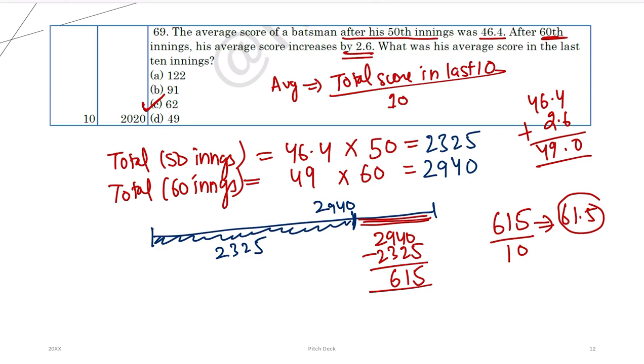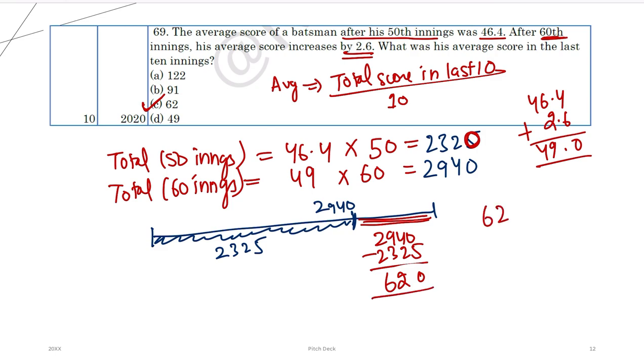We got 2320. I made a mistake here. This should be 2320. Let me check again. 46.4 multiplied by 50, you get 2320. So 2940 subtracting this, you will get 620. This will just change a little. So this 615 is 620. We did a calculation mistake, but that's okay. 620 divided by 10, you will get an answer of 62. I hope this question is clear.